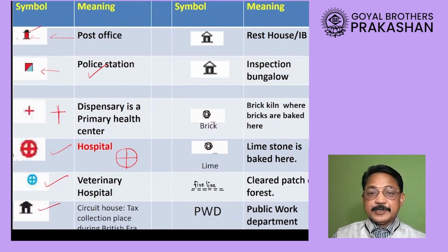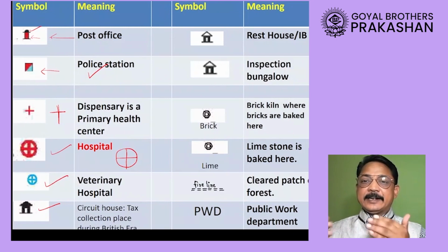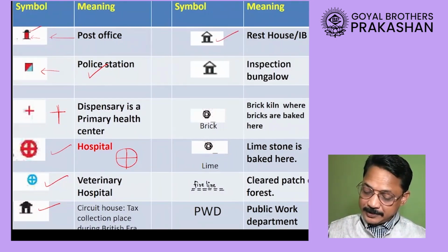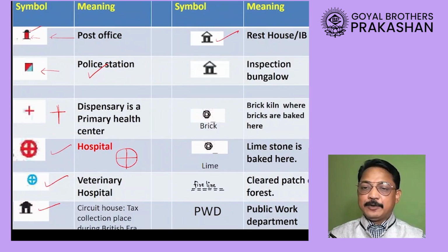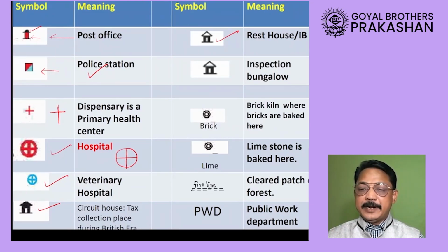Next symbol is a circuit house. Please remember, it was a place during the British time, dear students, where British people used to collect taxes. Rest house is a place where government officials can go and take rest when they are on duty. This rest house is also called an inspection bungalow if it is made for people of the irrigation department.